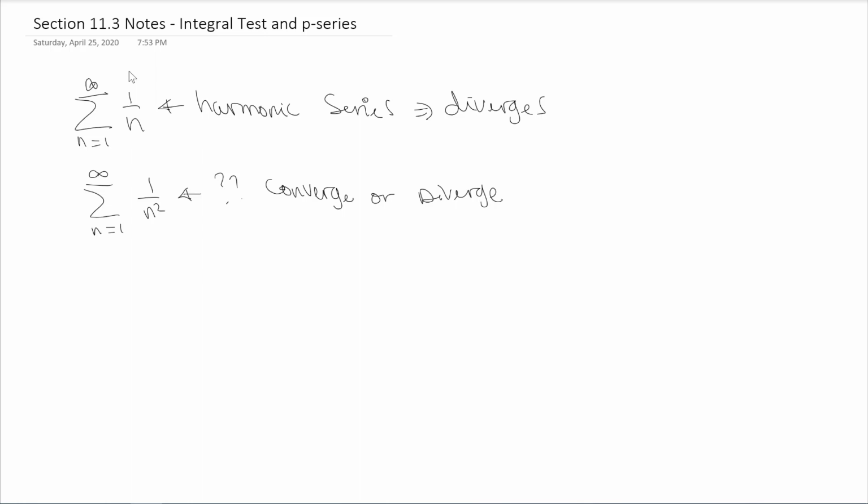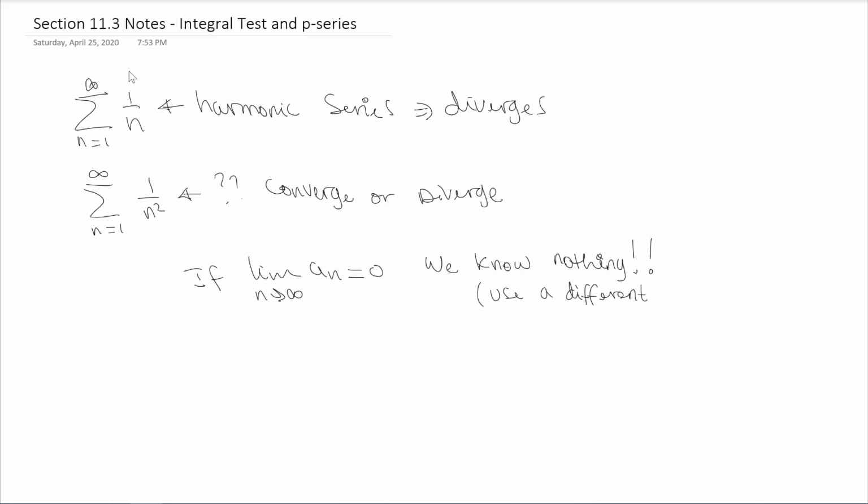Now, if the limit as n goes to infinity of a sub n is 0, like in both of these, notice that as n goes to infinity, 1 over n goes to 0, but we know that that diverges. So if the limit as n goes to infinity of a sub n is 0, what I want you to remember is that that means we know nothing. It does not converge, it does not diverge. We just don't know yet. We have to use a different test.